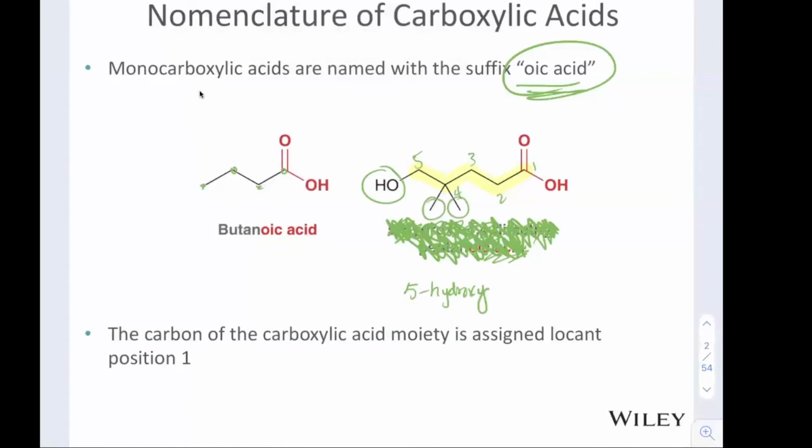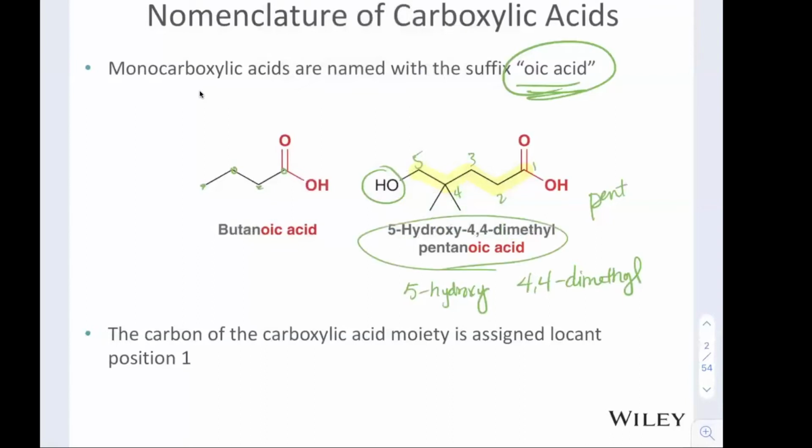So this is going to be 4,4-dimethyl. And then our longest carbon chain is pent. So if we put that all together, we should have 5-hydroxy-4,4-dimethylpentanoic acid. The reason that hydroxy comes before the methyl groups is because we don't count di and tri in our alphabetical order. We're going to go to the M. So it would be 5-hydroxy-4,4-dimethylpentanoic acid.